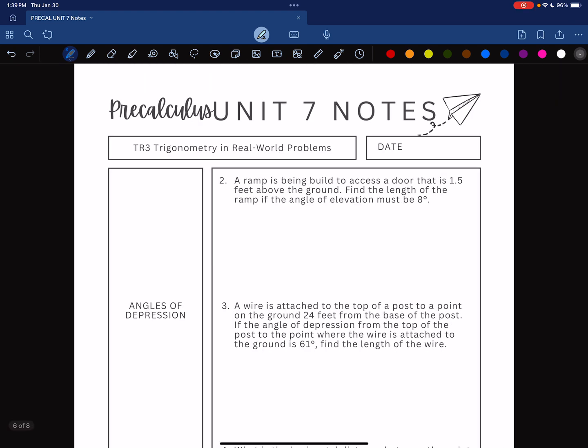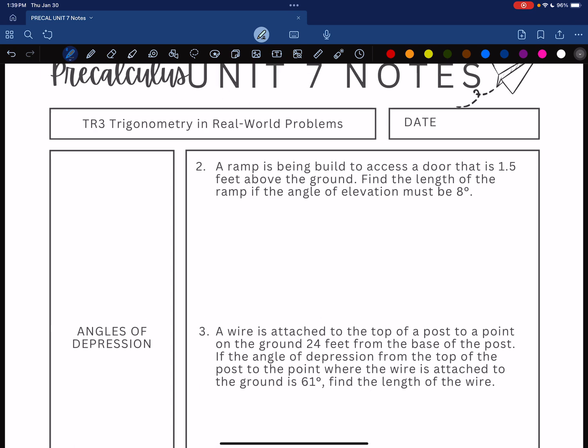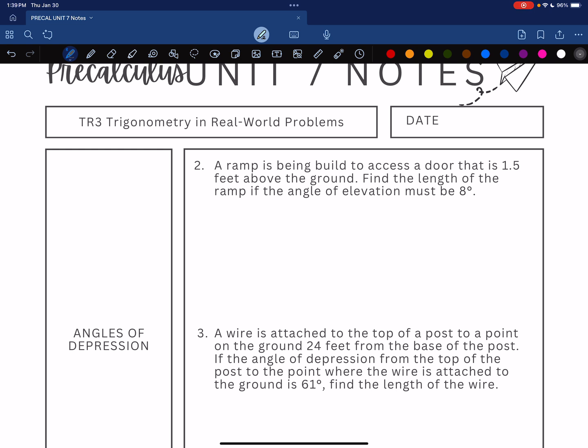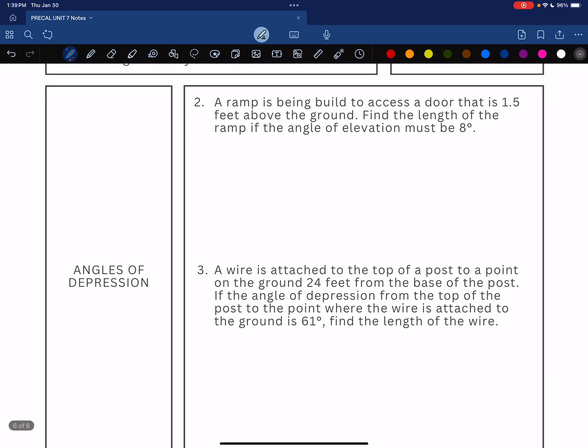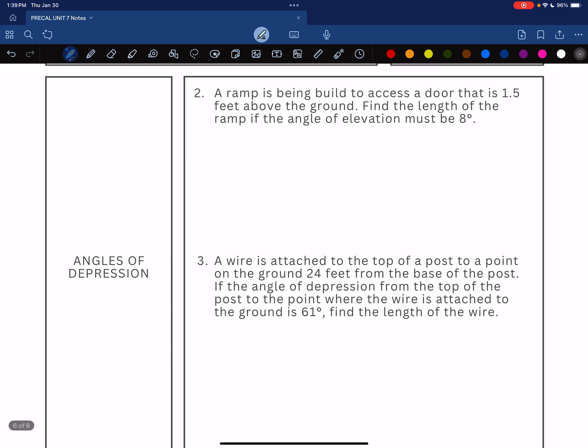Let's do another angle of elevation problem. A ramp is being built to access a door that is 1.5 feet above the ground. Find the length of the ramp if the angle of elevation must be 8 degrees. Okay, so here's the floor. Here's our door. But the door is some feet off of the ground. So maybe it's in a building, but the door is higher than that.